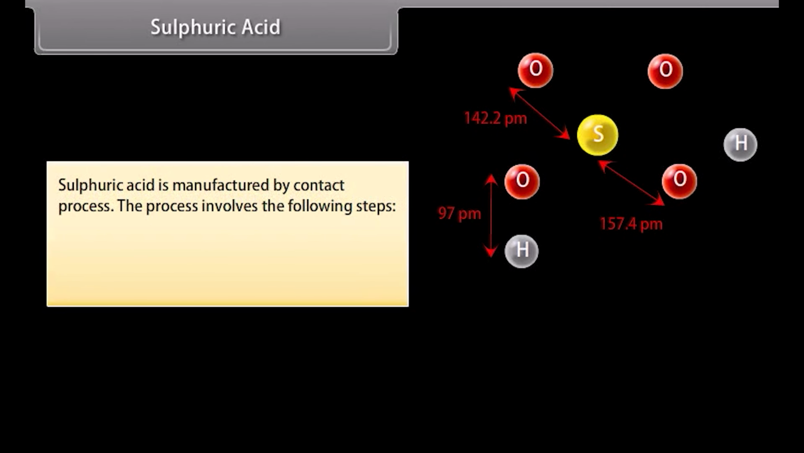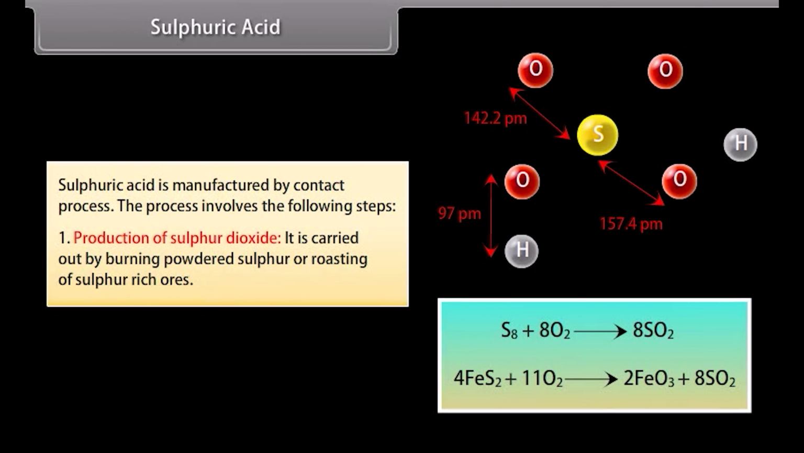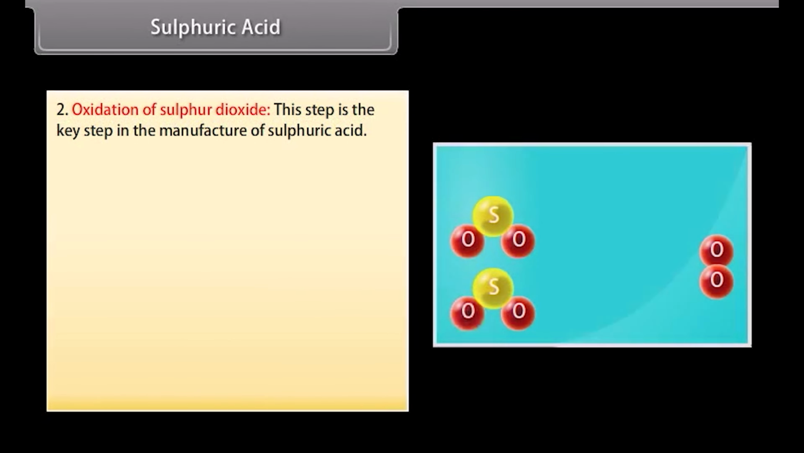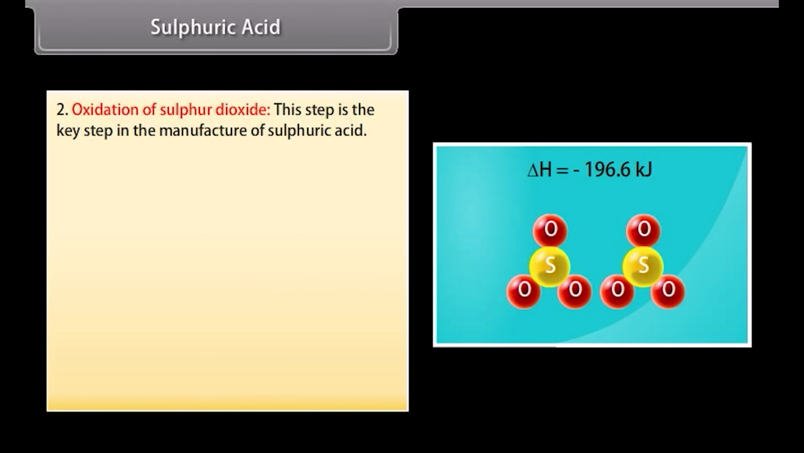Sulphuric acid. Sulphuric acid is manufactured by contact process. The process involves the following steps: production of sulphur dioxide. It is carried out by burning powdered sulphur or roasting of sulphur-rich ores. Oxidation of sulphur dioxide. This step is the key step in the manufacture of sulphuric acid.